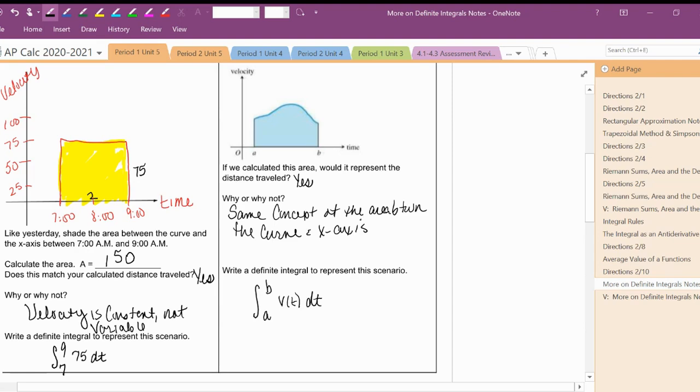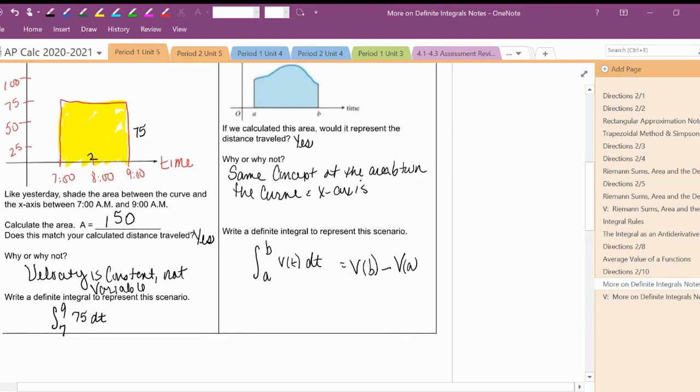So here we wouldn't use an area model. We would use our definition of a definite integral as the antiderivative at the upper limit minus the antiderivative at the lower limit. But if you recall, the antiderivative of velocity is really our position function.